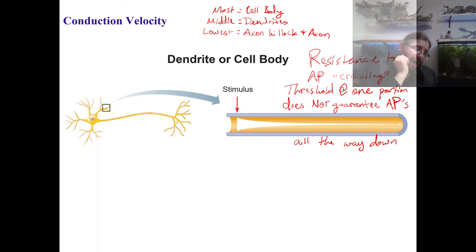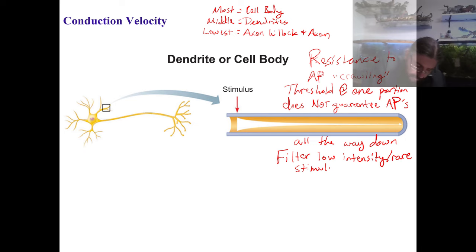So why is this a feature, not a bug? Well, having this degradation that prevents an action potential from starting at the dendrite and going all the way down basically helps to filter low intensity or rare stimuli. You don't necessarily want to respond to every single minute stimulus. You do not want to necessarily respond to every absolute single stimulus. So it's actually very useful to have stimuli degrade over time.